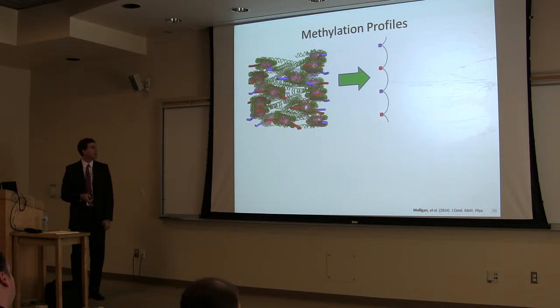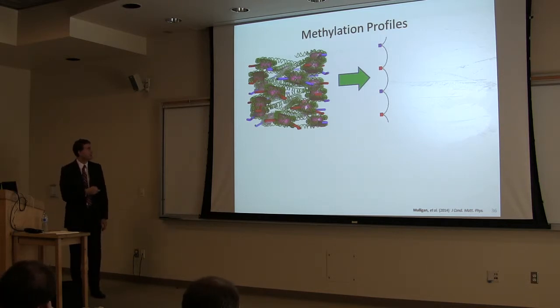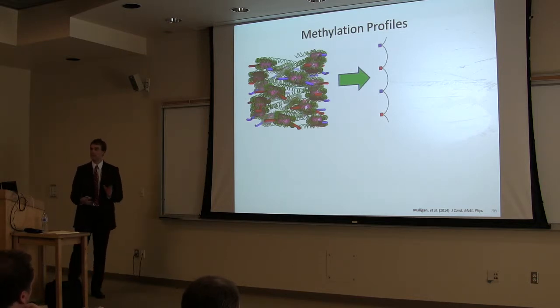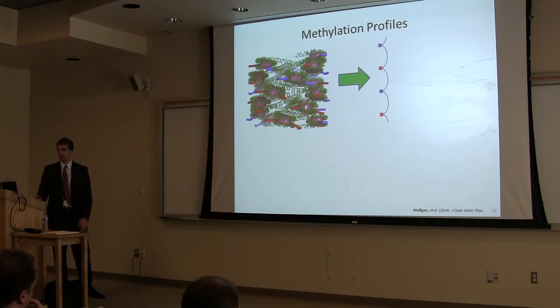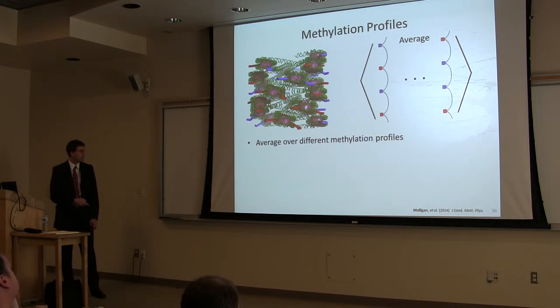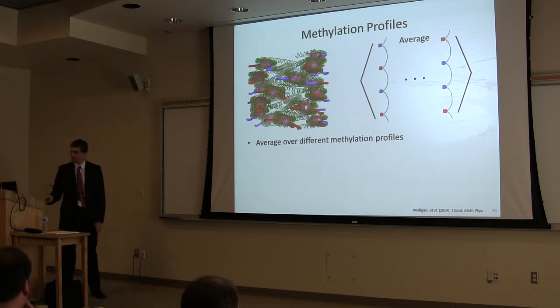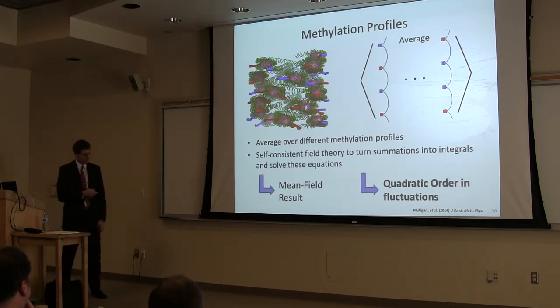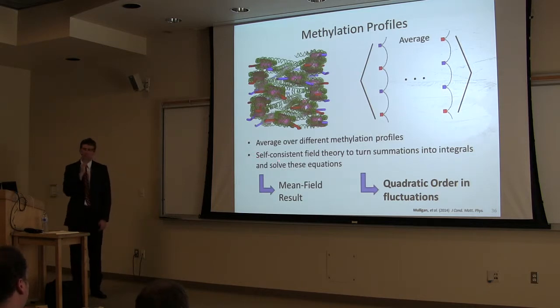Now, before we can do that, we have to consider the disorder in the methylation, where you could have the methylation marks distributed in any number of different ways within a region. So if this region is 50% methylated, you could have the methylation marks in a number of different places and still have a 50% methylated region. And so we need to average over all these possibilities. And so we can do that, and then we're going to use a technique called self-consistent field theory that I won't have time to get into today.